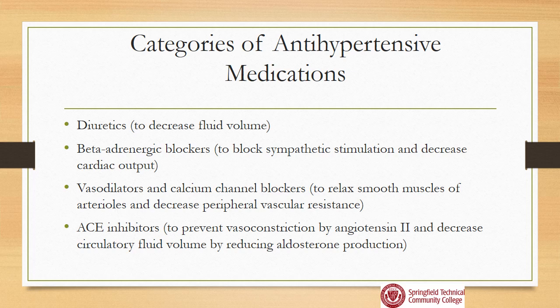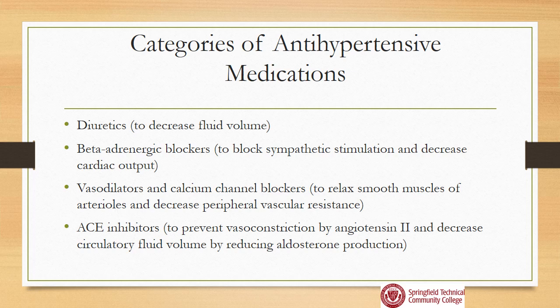Beta blockers block sympathetic stimulation and decrease cardiac output, so these will drop your heart rate and also the blood pressure in your patient. Not recommended for patients with respiratory disease. And then calcium channel blockers are another class of antihypertensive medications. They dilate your vessels, relax the smooth muscles, and decrease vascular resistance.